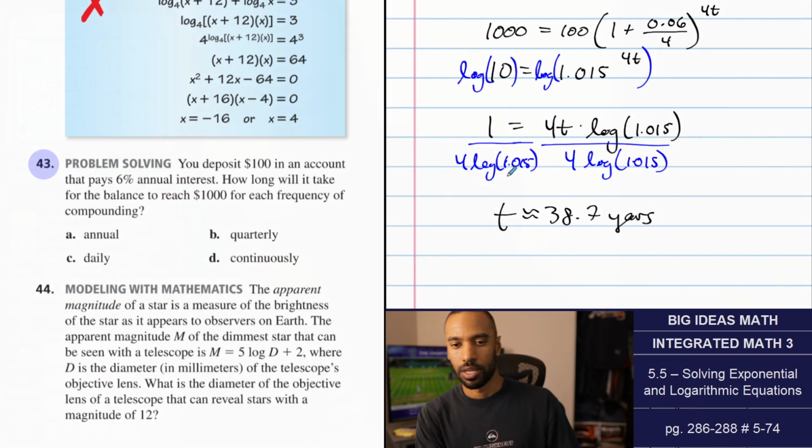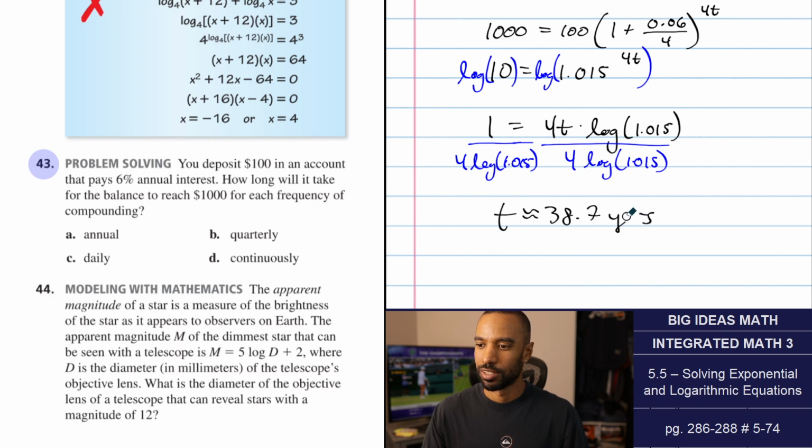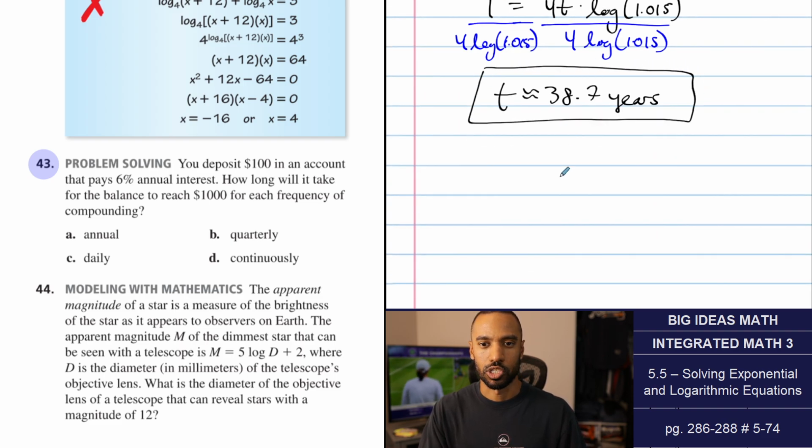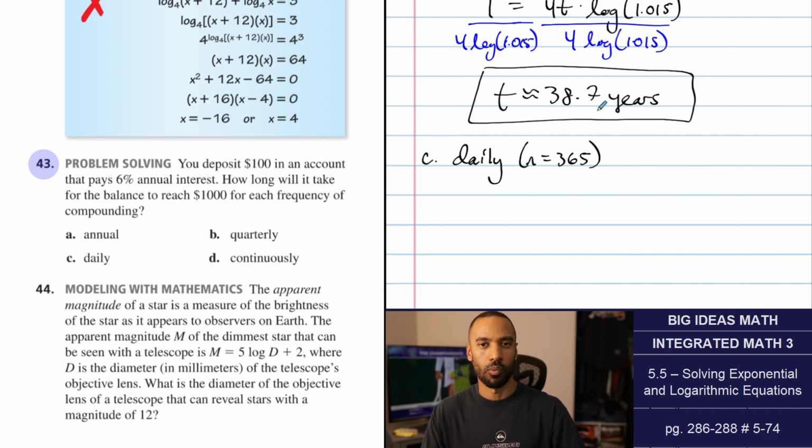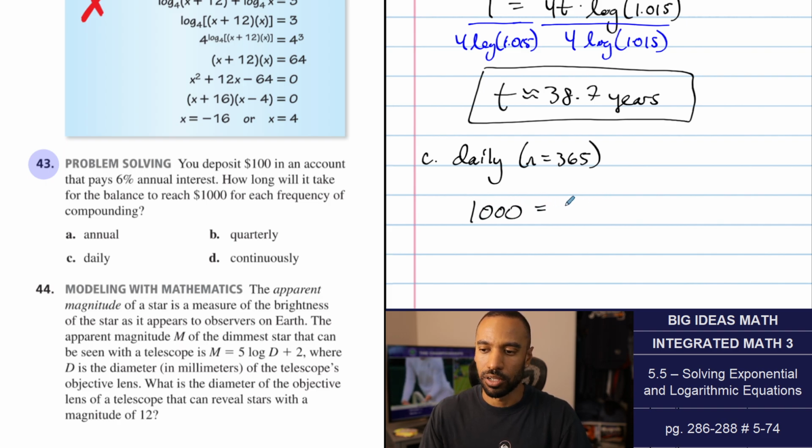Or as I wrote, yars. Our pirate compounding. The amount of yars. It's a wink. Part C is daily. Daily, we're assuming a non-leap year. N is 365. Look, if you do 366, round it to one decimal place, I don't think it's going to change your answer. So this is going to be, once again, $1,000 accrued equals the 100 principal times 1 plus 0.06 over 365 raised to 365t.